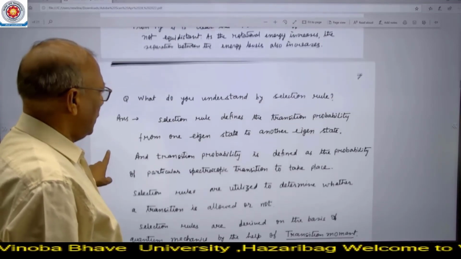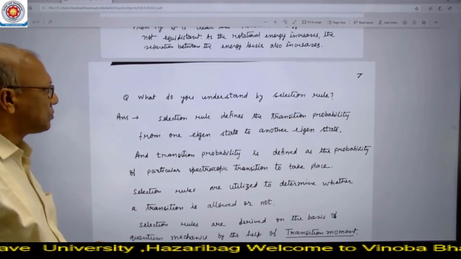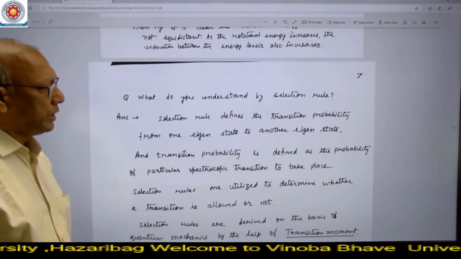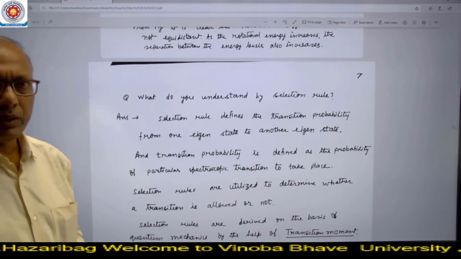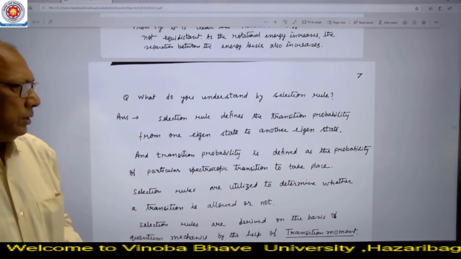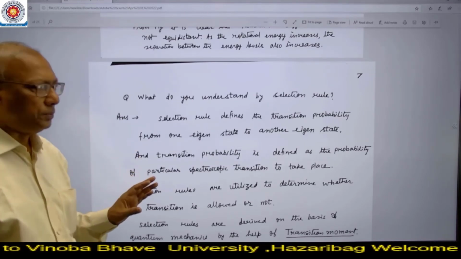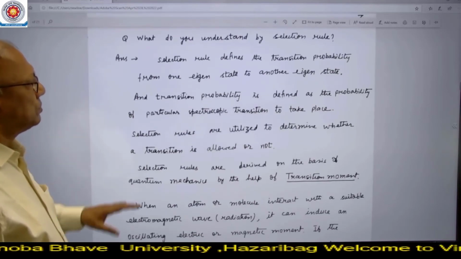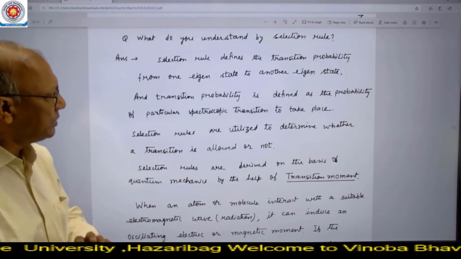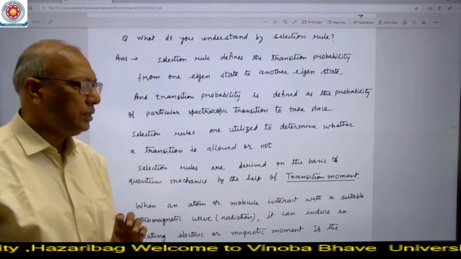Now, what do you understand by the selection rule? This is a very important term in spectroscopy, in all types of spectroscopy, because of the transitions which take place from one energy level to another, either in the case of rotational energy levels or vibrational energy levels. Here the rule which is applied is the selection rule. So what is the selection rule? In short, we can say that it is a condition by which any transition can take place, and that is governed by quantum mechanical principles.